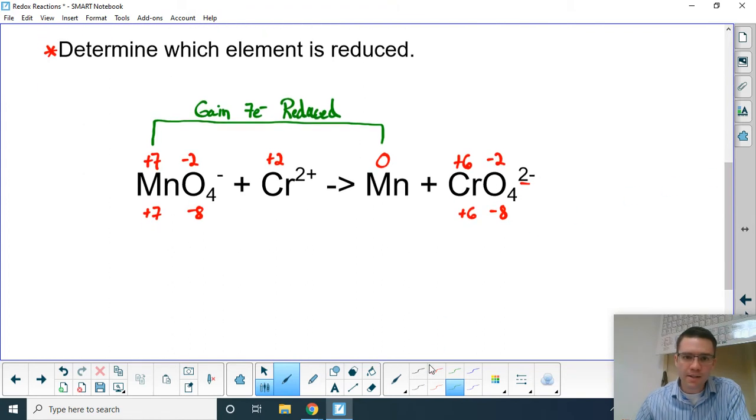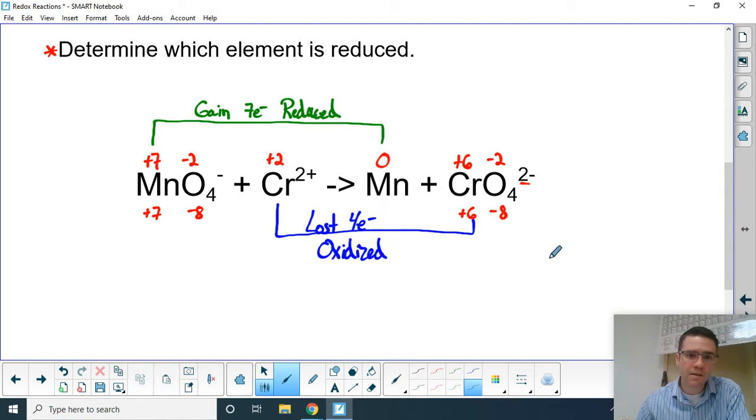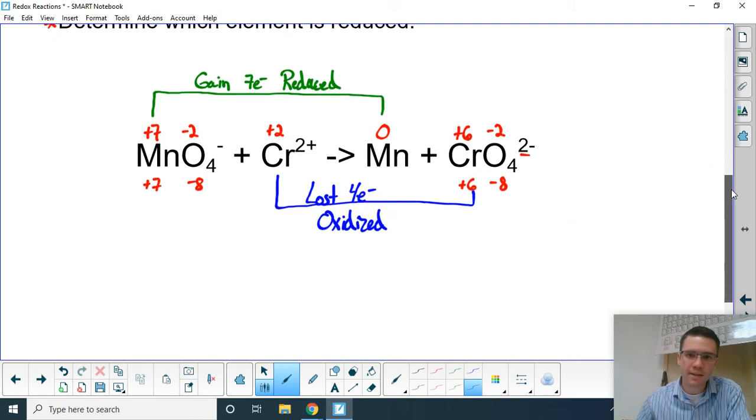Our other element that has a change, if you have one that changes, you have to have another one that changes, or you did something wrong. Because if something gains electrons, something has to give it up. And our chromium goes from a +2 to a +6. Well, that's losing electrons. It's getting more positive. And we would say that this lost 4 electrons. And we would say that chromium got oxidized, losing electrons. And that's what it looks like to diagram these reactions.